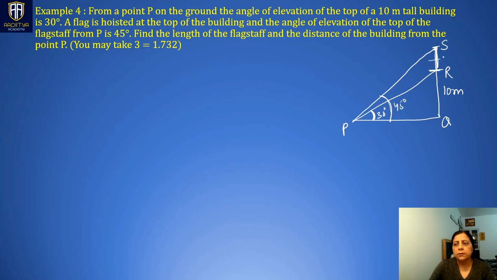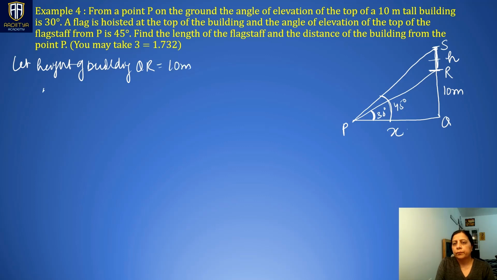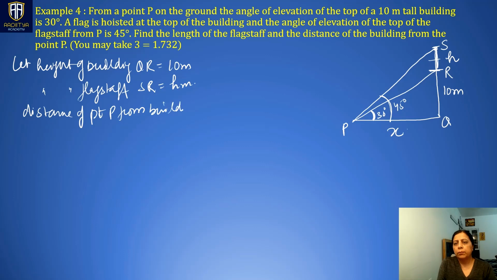Now we have to find this length. Let this be H, and the distance of the building from the point P. Let this be x. Let the height of building QR be equal to 10 meters. Height of flagstaff, which is SR, is equal to H meters. And the distance of point P from building be x meters, right?